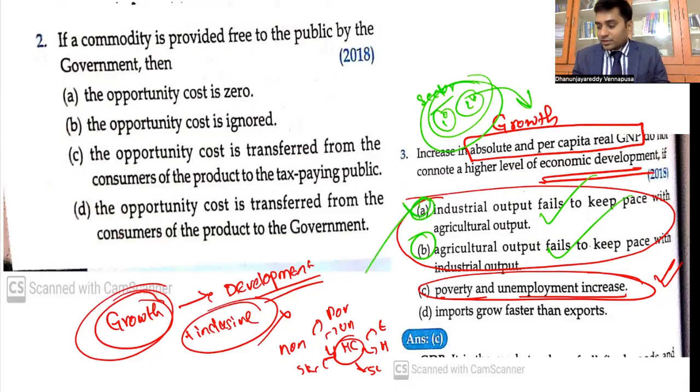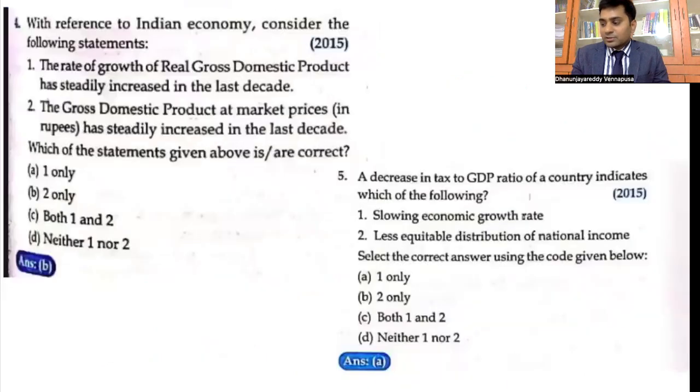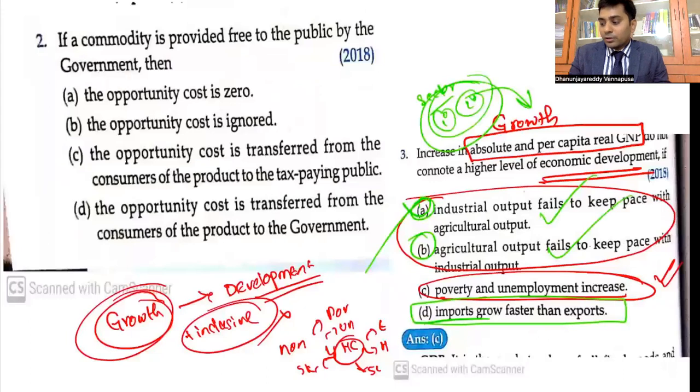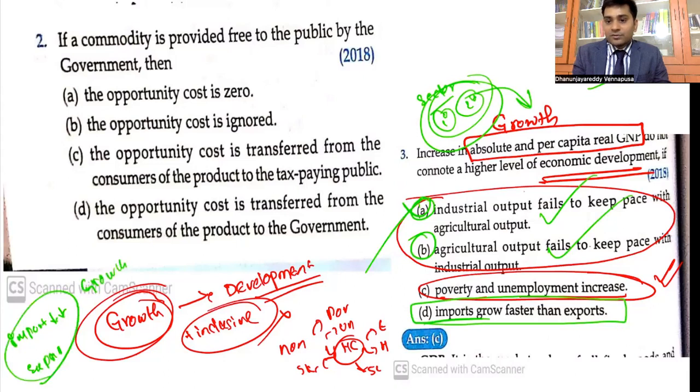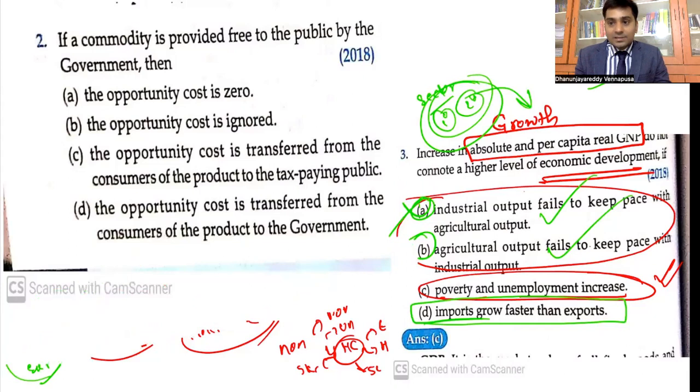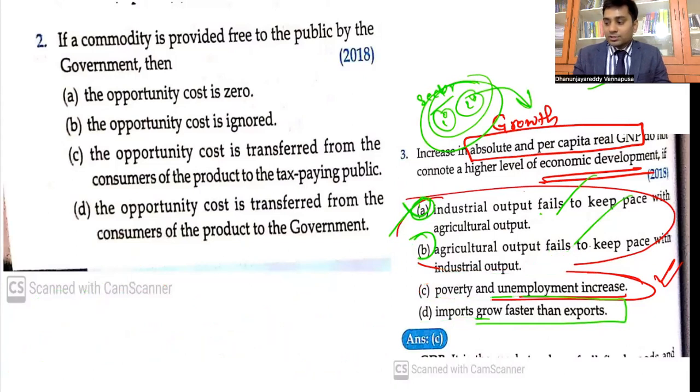And imports grow faster than exports. Now what happens? Imports growing faster than exports, what does this mean? Imports are increasing, exports are decreasing. What does this mean? Growth is decreasing. This is the thing that you have to understand. But the question says that growth is increasing. What does it indicate? Imports increasing, exports decreasing means growth is decreasing. You know, right? Why is growth decreasing?